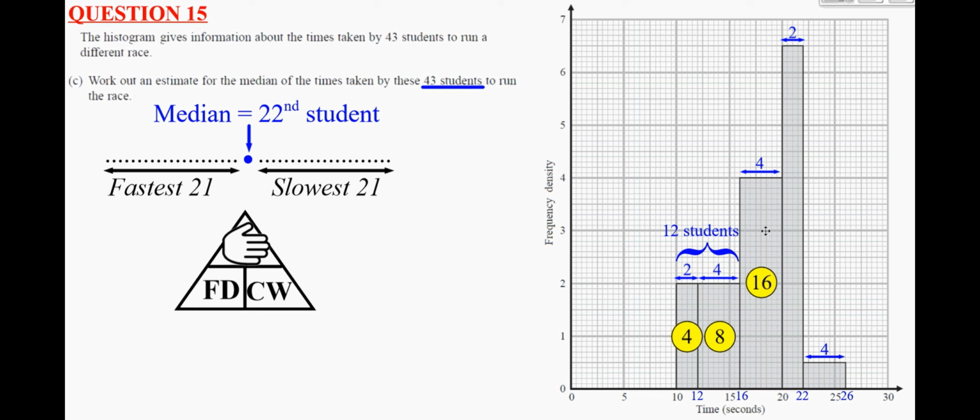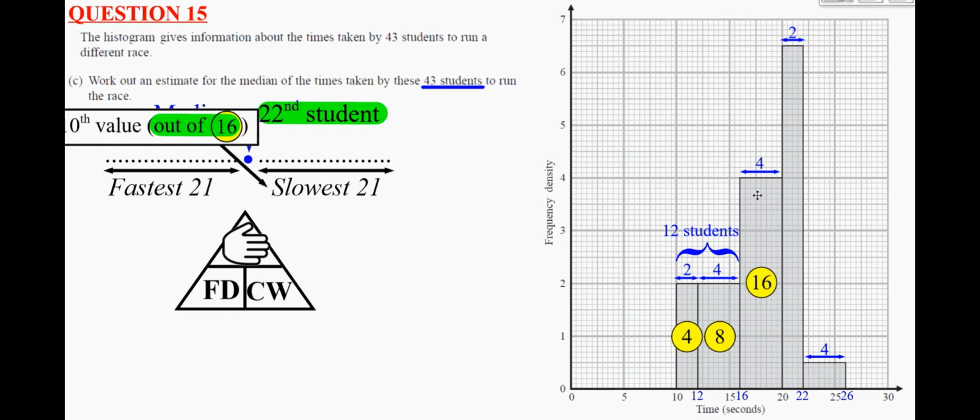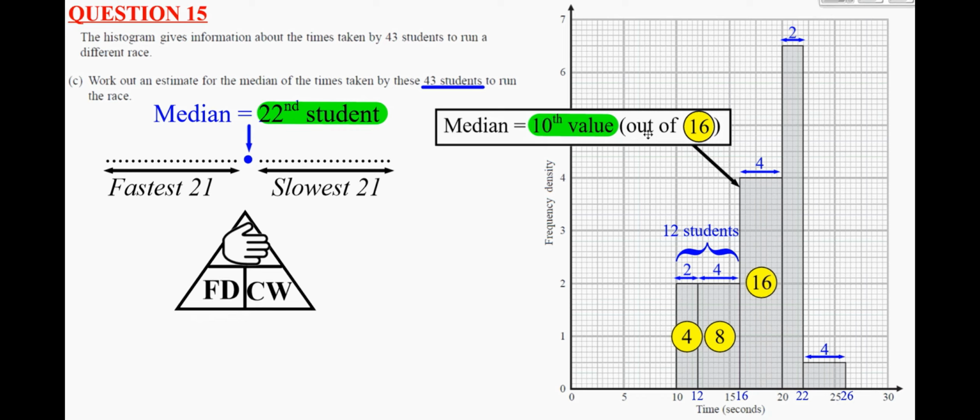But this bar here represents 16 students in total. So I want the 10th student out of a total of 16 to get to the 22nd student overall. So the median one is going to be the 10th value out of 16 in this bar here. What I'm going to suggest we do, because it's 10th out of 16, is think of it as a fraction. 10 out of 16 is 10/16ths, which simplifies to 5/8.